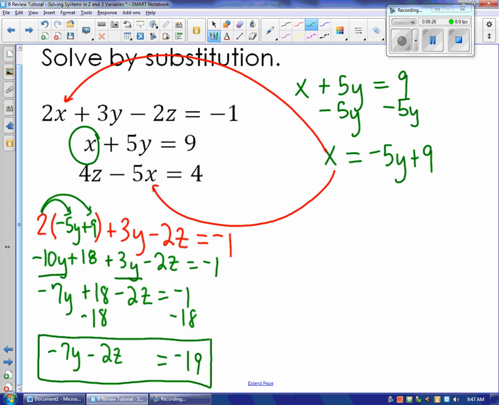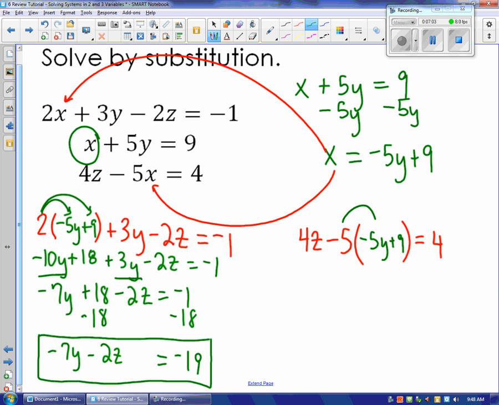I need another equation with a y and a z in it so that I can put them together and solve that system. Because remember, you need the same number of equations as you have variables to figure out a solution. So now I'm going to move to the third equation, and I'm going to rewrite that equation and replace the x again with the negative 5y plus 9. So that third equation I haven't dealt with yet is 4 times z minus 5 times x, which I'm just going to leave in parentheses for now, and that is equal to 4. And I'm going to replace the x again with that same quantity, negative 5y plus 9.